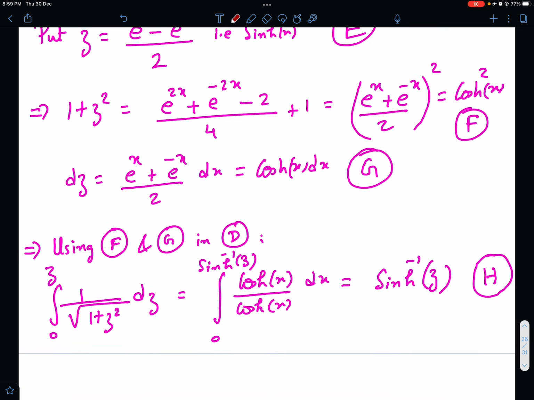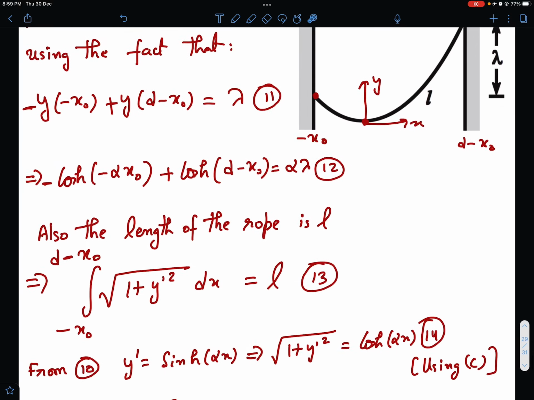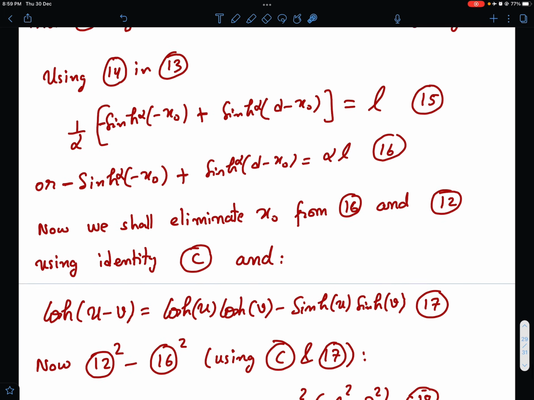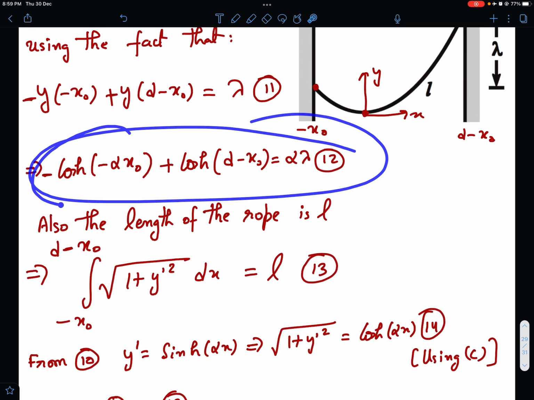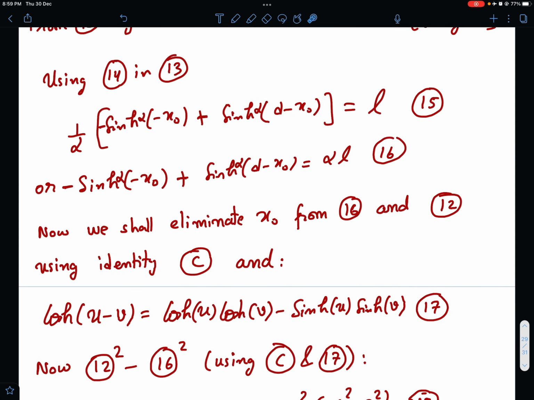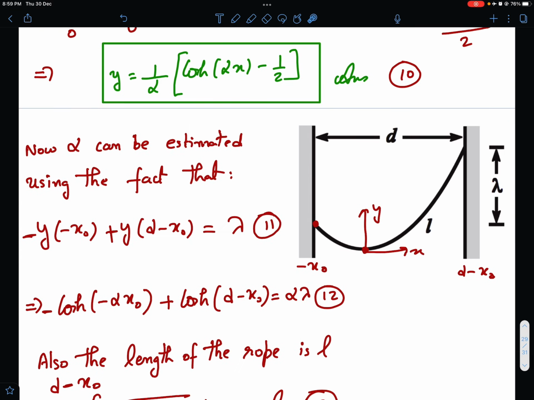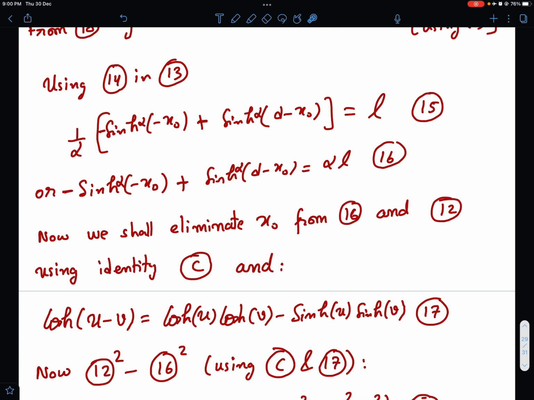Recall the identity that we have here: cosh square x minus sinh square of x is 1. If I square equation number 12, see, equation 12 is here, if I take the whole square of this, I am going to get cos square of alpha x naught, and here if I square equation number 16, I'll get sine square of alpha x naught, and if you subtract the two, you will get 1. There will also be two AB type of terms coming, but some simplification will happen. This square, when you subtract it from this square, that again will give you 1.